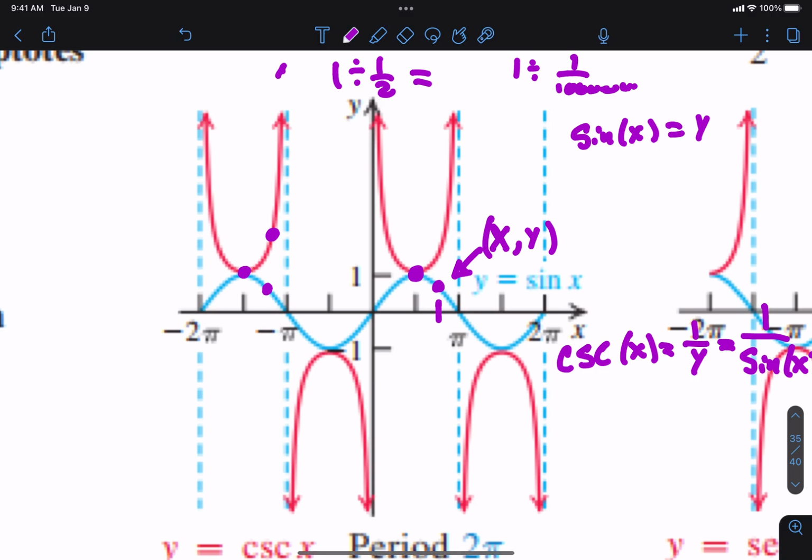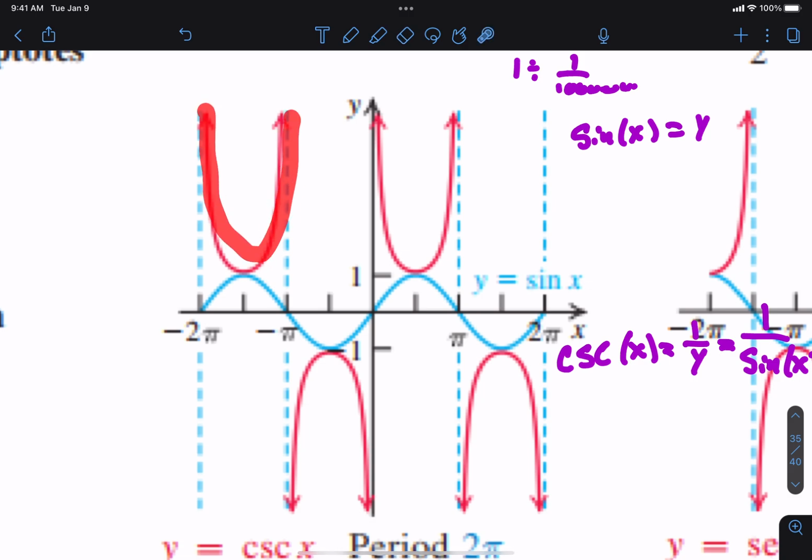So then the height is going to be like 1,000,000, yeah? So just remember how to graph sine and cosine. If you can do those, then all you have to do is fill in what the graph of the reciprocal looks like. You know it should look like u's and n's, and they should touch the peaks and valleys and stay on their respective side of the x-axis, okay? Stay on their respective side of the x-axis.